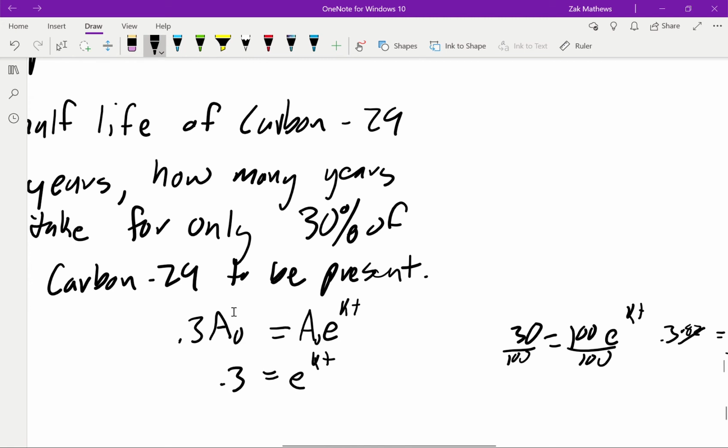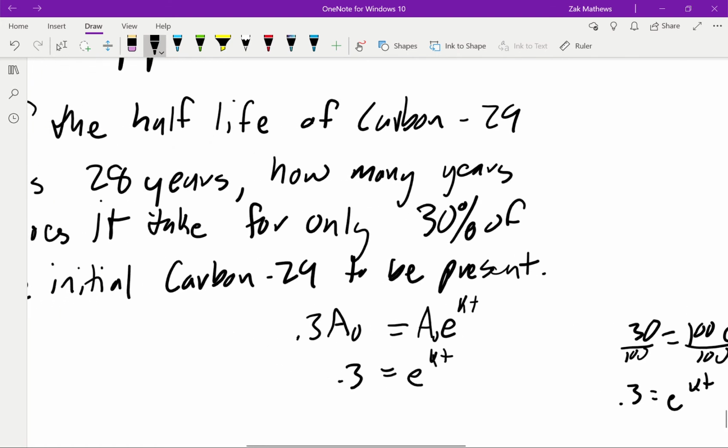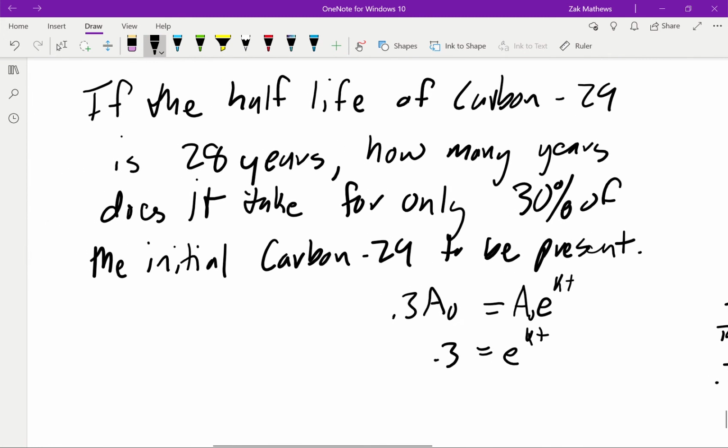We immediately divide off the initial, and so we have 0.3 left. But we could have actually started with just any number, found 30% of it, and that simplifies to be the same 0.3. We're always going to get that 0.3 is equal to e to the kt. Now, that's a little bit of a side note, but let's get back to the problem. This is what we want to solve. We want to figure out what that t is in order to get that 0.3 on the left-hand side.